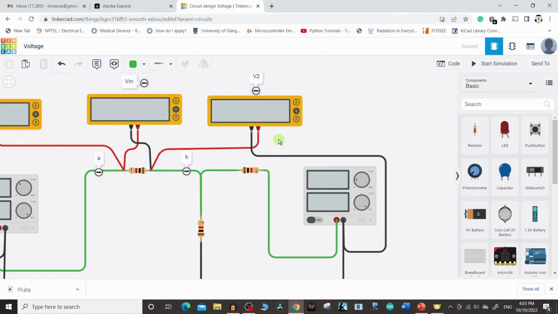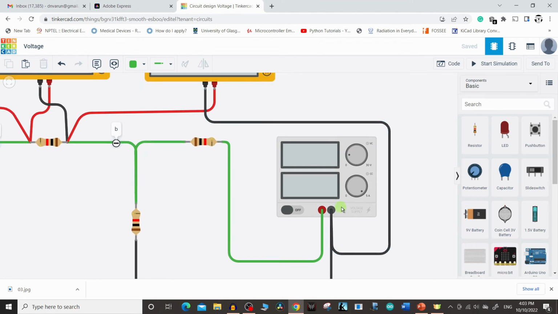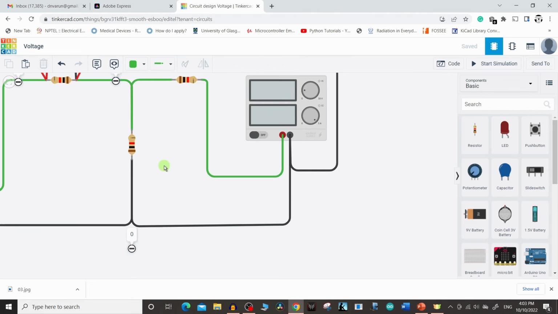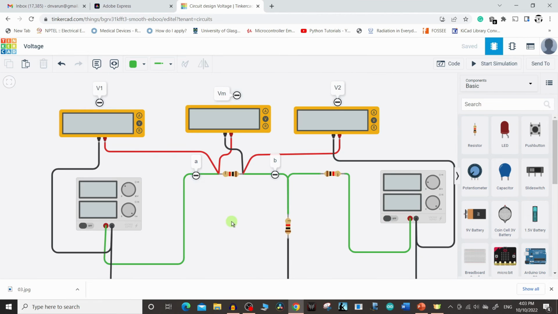And V2 is used to find the voltage between B and 0 volt. You can see I have connected positive to B, and negative to the ground point here. Finally, all the ground points are meeting at this point. So we'll start the simulation and we will just record our values. Let me start the simulation.